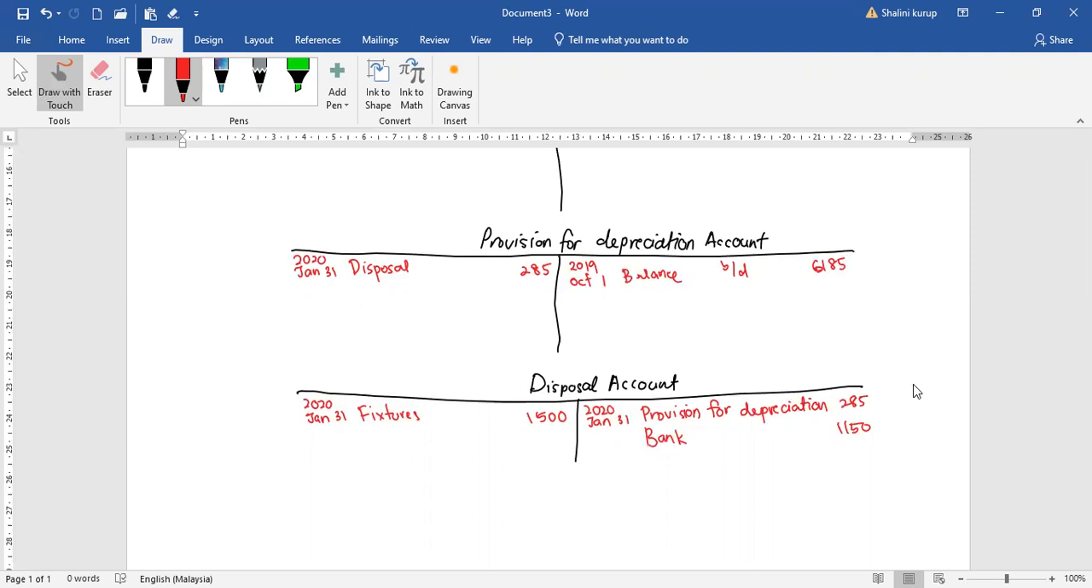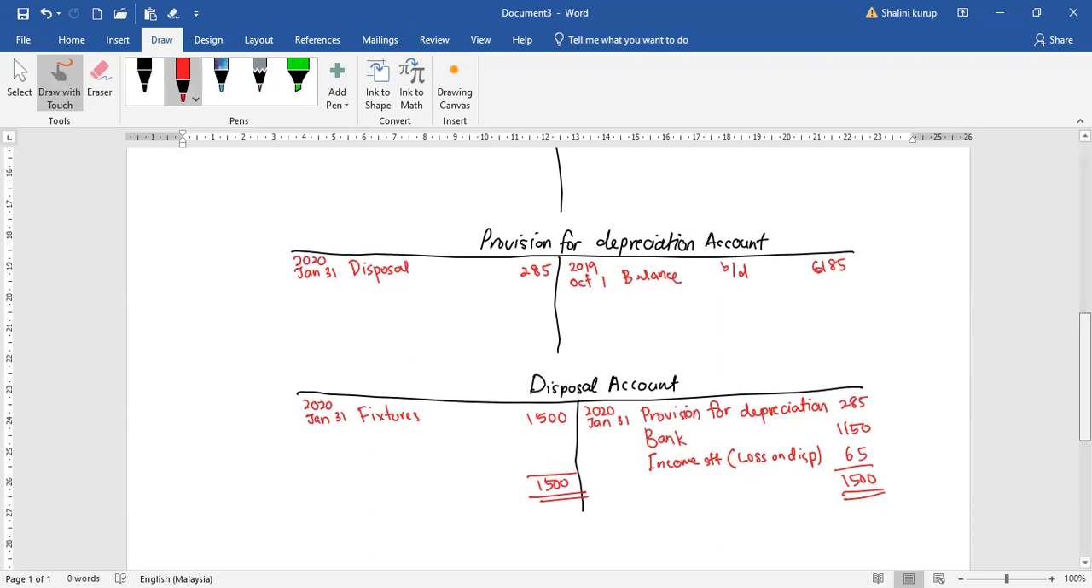So if you see which side is bigger, obviously the debit side is bigger than the credit side. Therefore, this is a loss. So what I'm going to do is I'll just write here income statement, and it's actually a loss on disposal. And how much? Simple. The bigger amount is here 1005. This side is 1005 as well. So 1005 you minus your 285 and you minus your 1150, you get 65. So that is your loss on disposal.